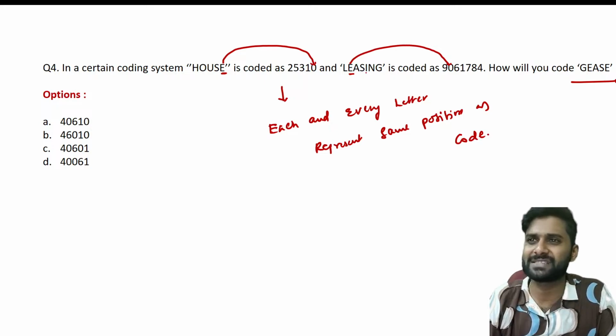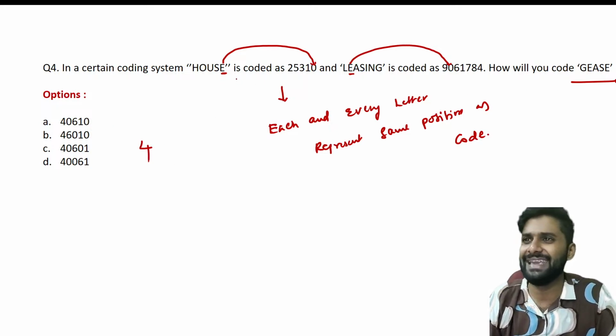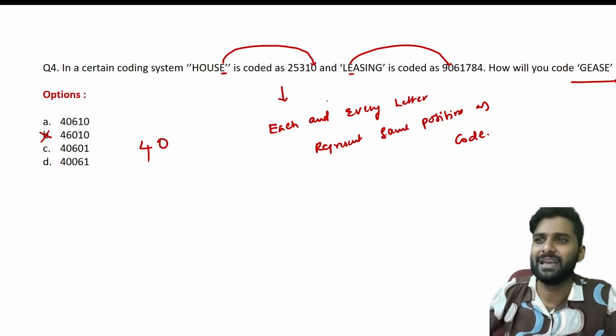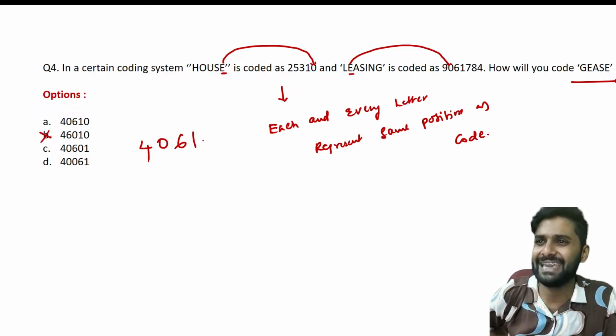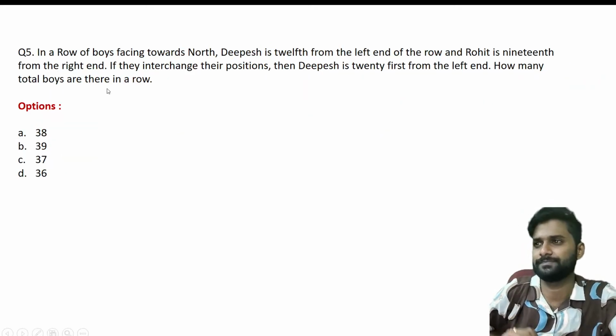Another question: what is the answer for GEASC? So what is G represented here? Here G is represented by 4. Here E, E is represented by 0. 4, 0. So eliminate option B. Here A: check it out, the third position number is 6. So the answer is 406. Now S is represented here by 1, and the last one is E. Again E is 0. So the answer is 406.